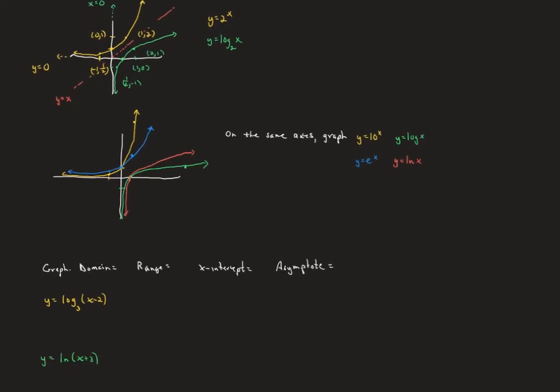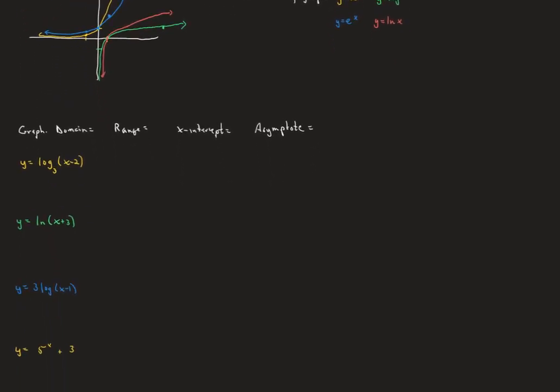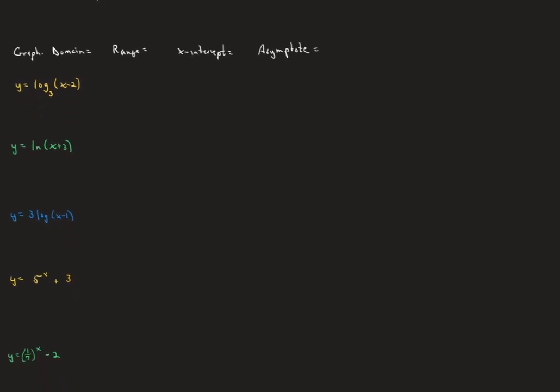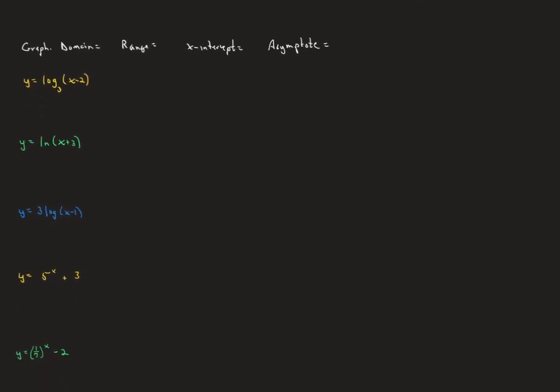Okay, let's add another dimension to this. Let's see if we can graph some of these and also talk about their domain and range and their x-intercept and their asymptote. So when I ask you to graph a logarithm on a test question, I don't want you to plot a whole bunch of points. I'm hoping that you know that the basic logarithm curve, our parent function, is going to look something like this.